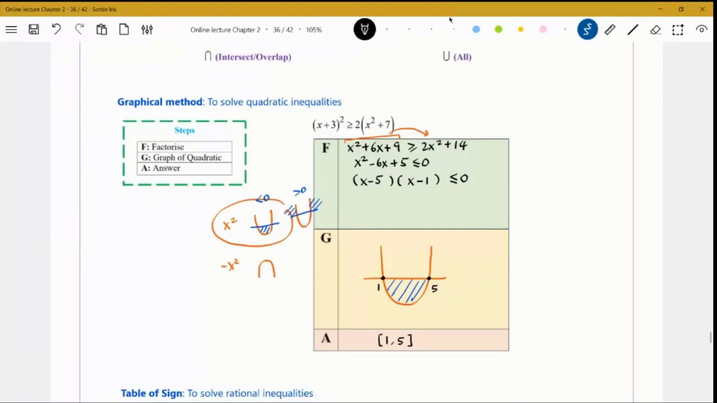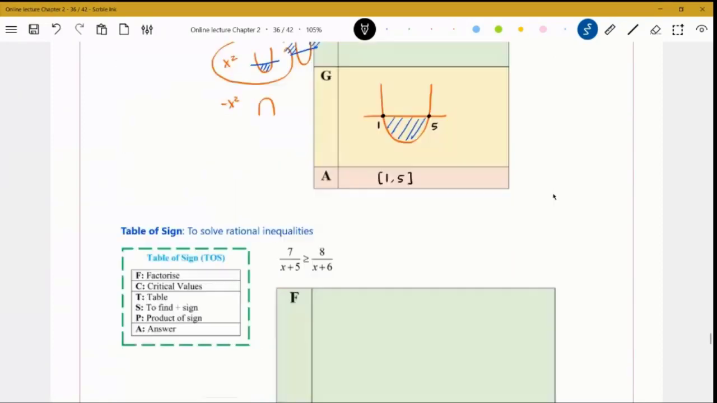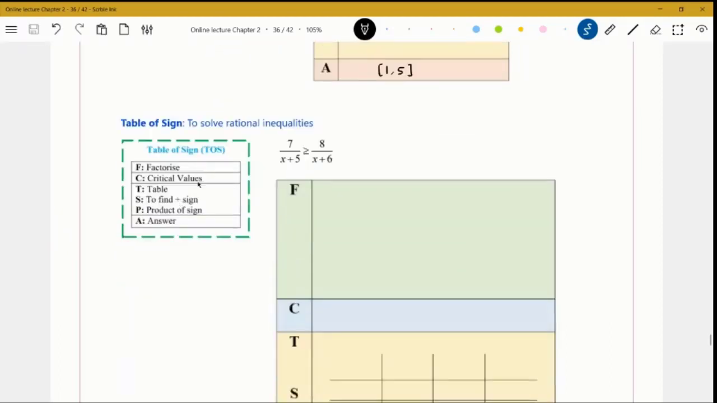Okay. For the next one adalah table of sign. So table of sign to solve rational inequalities. So you only have two methods, either graphical methods ataupun table of sign. So graphical untuk quadratic, table of sign untuk rational inequalities. Okay. So I'll put the step here.